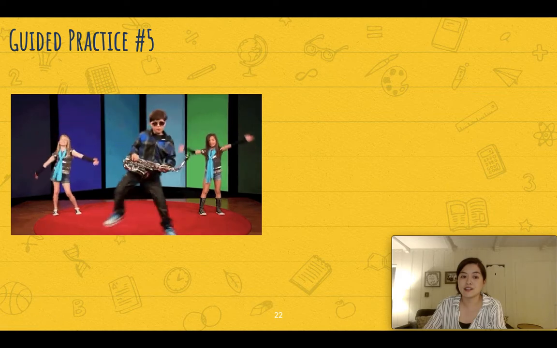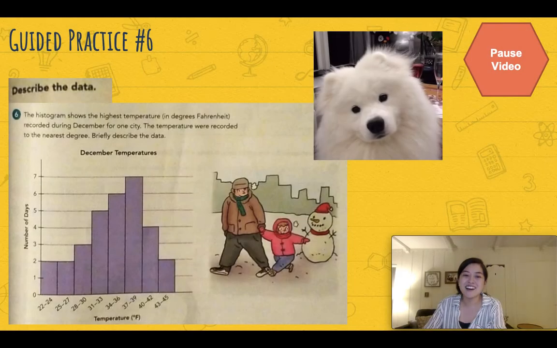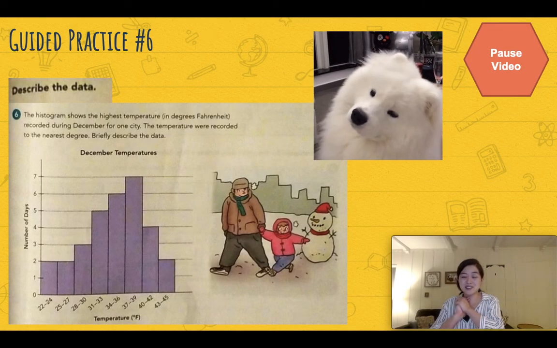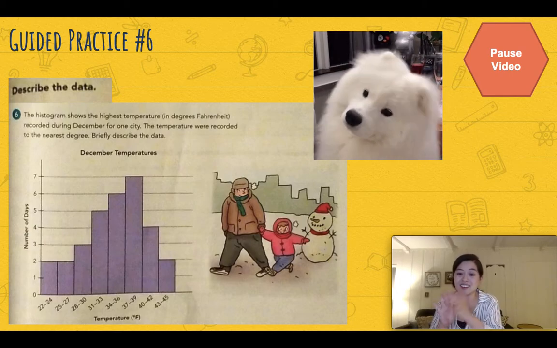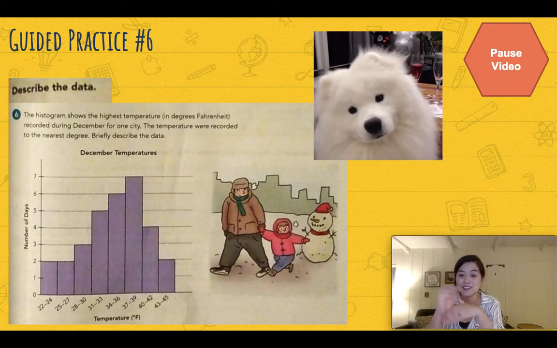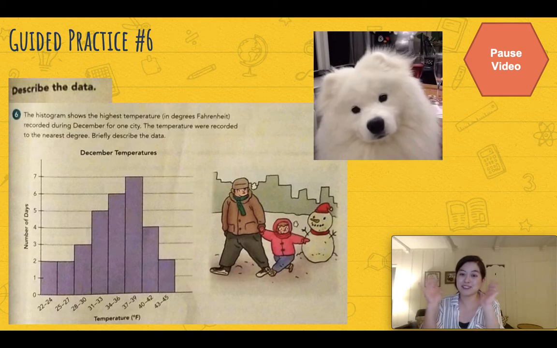All right, way to go. Could you do guided practice number 6 and interpret the data that you see in the histogram? See you soon.